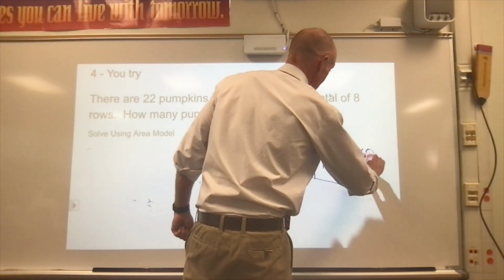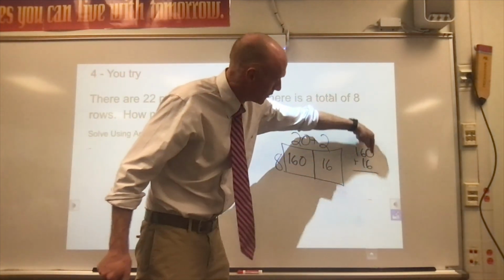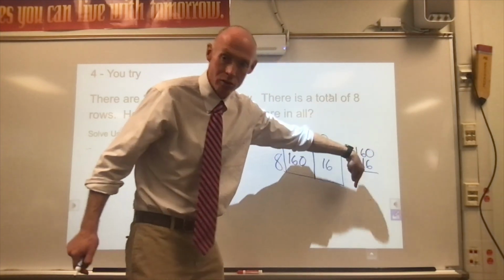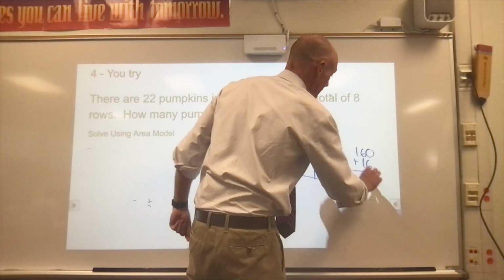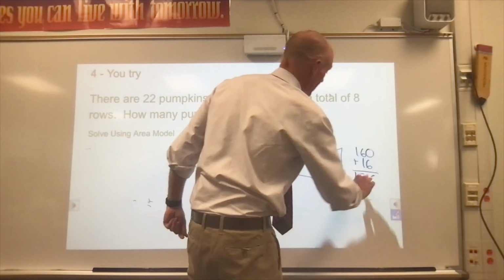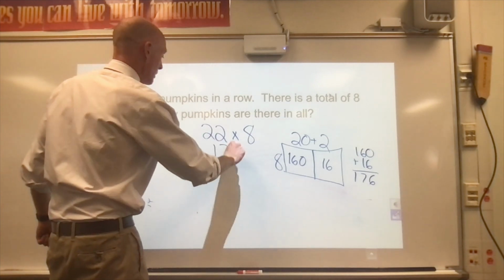160 plus 16. Notice how I lined up the place values. The ones place, the tens place, the hundreds place. 0 and 6, 6. 6 and 1, 7. 1, that would be 176 pumpkins.